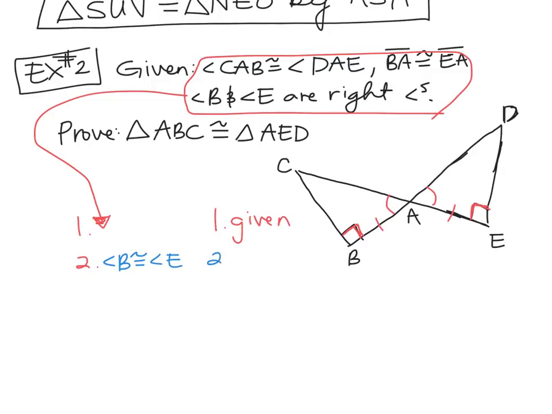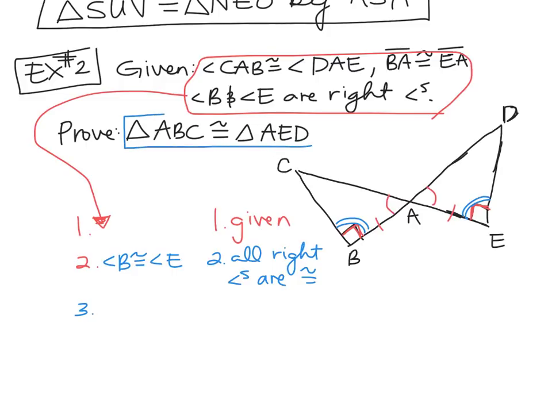And if you think back, gosh, what was that lesson? I don't even remember. But there was a theorem that said all right angles are congruent, right? So that's all you have to say here. All right angles are congruent. Okay, so now we know that B is congruent to E, so we can say what? That the triangles are congruent by the ASA.